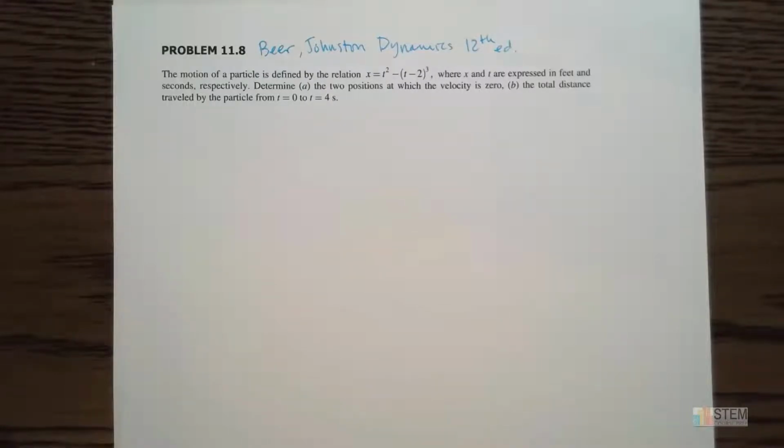So I thought I'd go over this dynamics problem that I went over with a student the other day. This one is number 11.8. It's out of the Beer Johnston Dynamics book, the 12th edition, so that's the latest edition of that dynamics book. This is from one of the first sections of the textbook, so we're just going to be looking at basics like position, velocity, things like that.